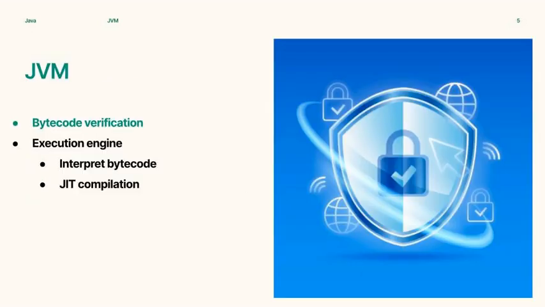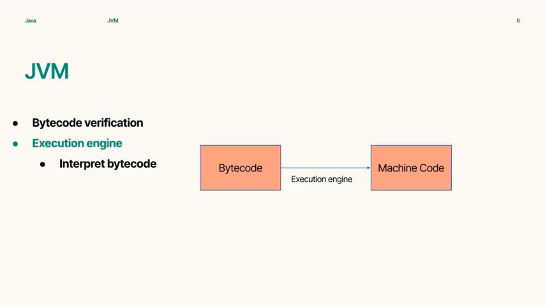After loading, the JVM verifies the bytecode to ensure it adheres to Java's security constraints and does not compromise the system. Following verification, the execution engine takes over. It can interpret the bytecode by reading and executing one instruction at a time, which makes it possible to run code without needing a complete ahead-of-time compilation.